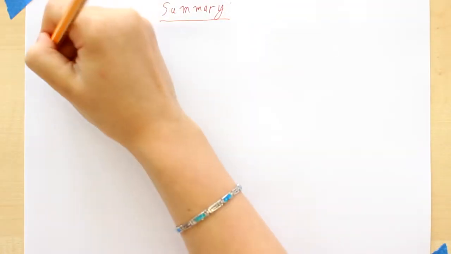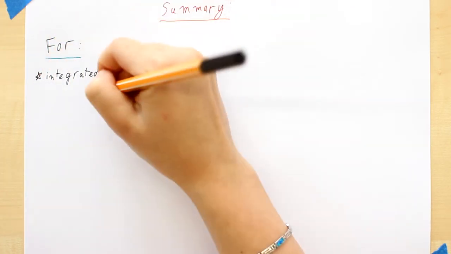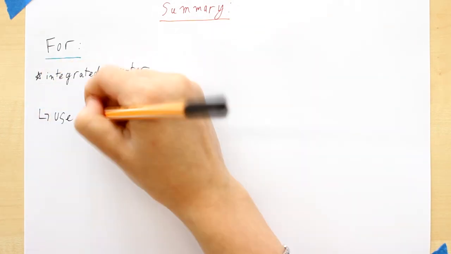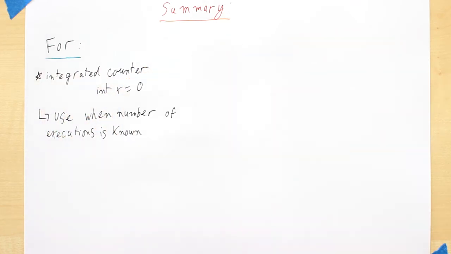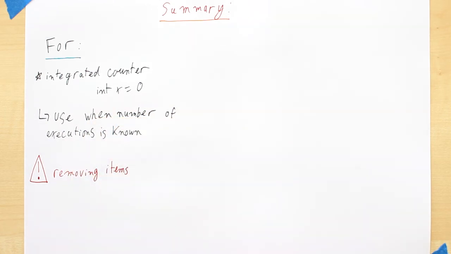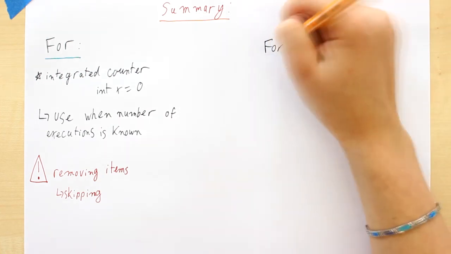So, as a summary, the for loop comes with an integrated counter, and you can use it whenever you know the number of executions. When I say you know the number of executions, you don't necessarily need to know that it will happen 3 times. You can simply know that it will happen x times, where x will be given by some previous part of your program. You have to be careful when you go through a list and you remove items with the for loop, because it can cause some skipping since your loop doesn't know it has removed something. We'll come back to that later.